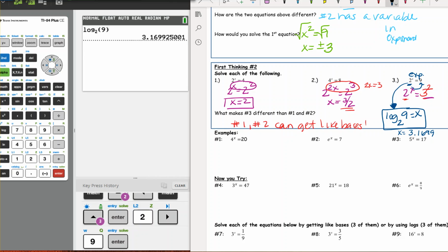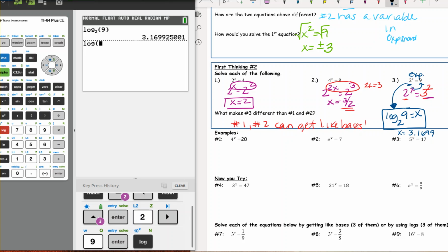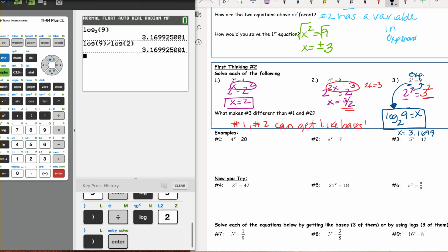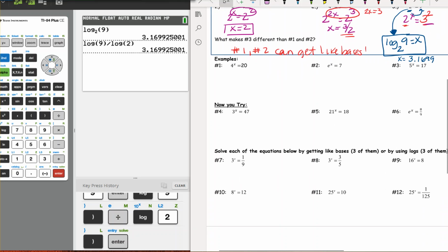If your calculator does not have those buttons, then you have to use what we call the change of base formula, which we learned a week or so ago. But that looks like this. You're going to type the log of 9, close the parentheses, divided by the log of 2, close the parentheses, and then you should get the exact same answer. And we'll go through those buttons again and again as we go through this video so you can get some practice on that. Okay?